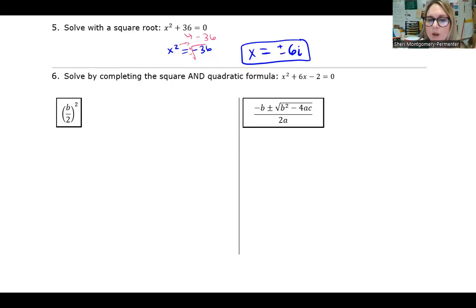The next problem, we're going to solve by completing the square and quadratic formula. This is A, this is B, this is C. So to solve by completing the square, I'm going to rewrite what I have, but I have to bring over the 2 and add 2. So I get x squared plus 6x.